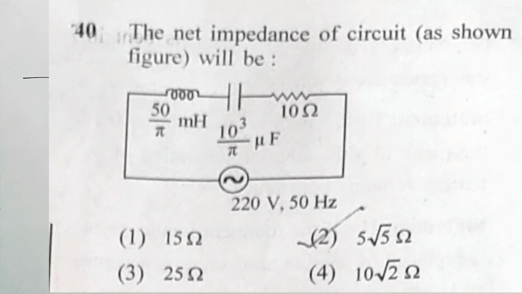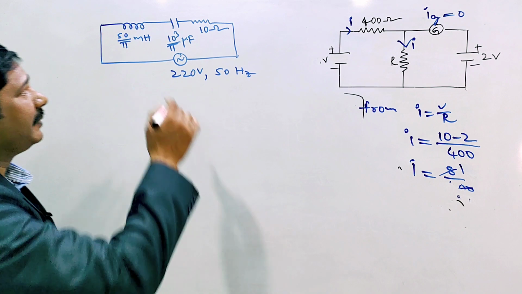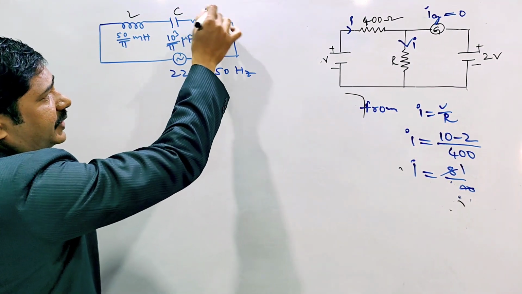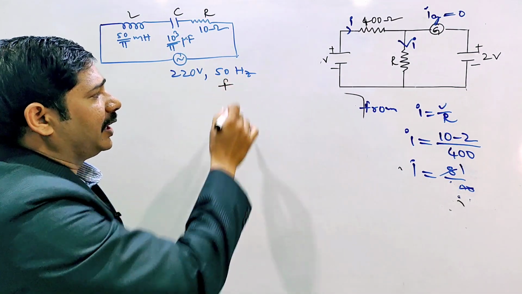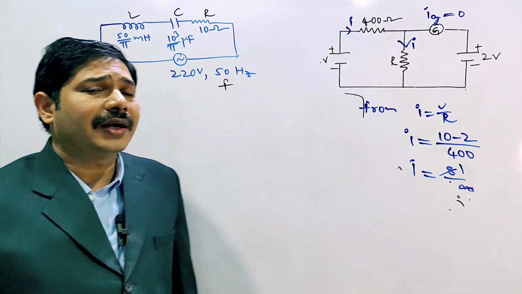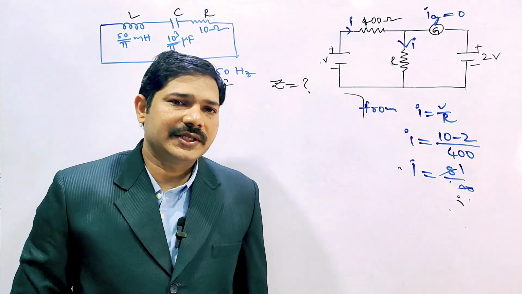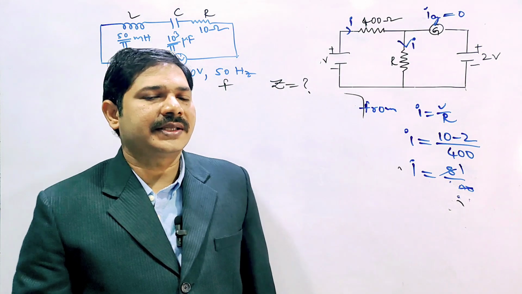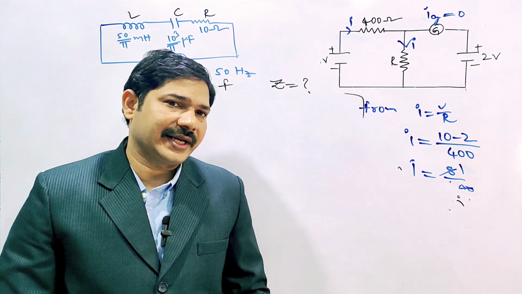The net impedance of the circuit as shown in the figure will be? Here a circuit diagram is given, an LCR circuit, with inductor L, capacitor and resistor connected to an AC source. The frequency F is 50 Hz. They are asking for the impedance Z. The impedance formula is Z equal to under root R square plus XL minus XC whole square. First we have to find the inductive reactance XL and the capacitive reactance XC.